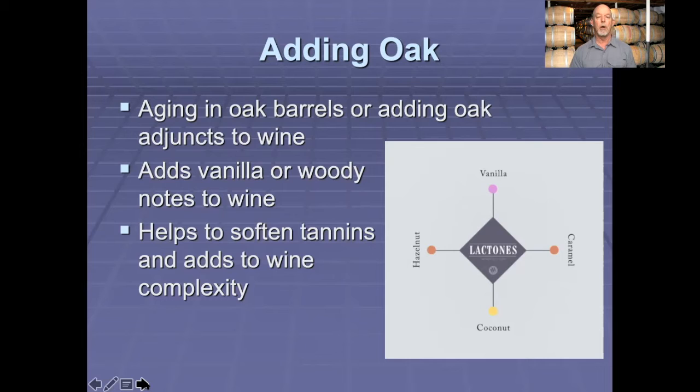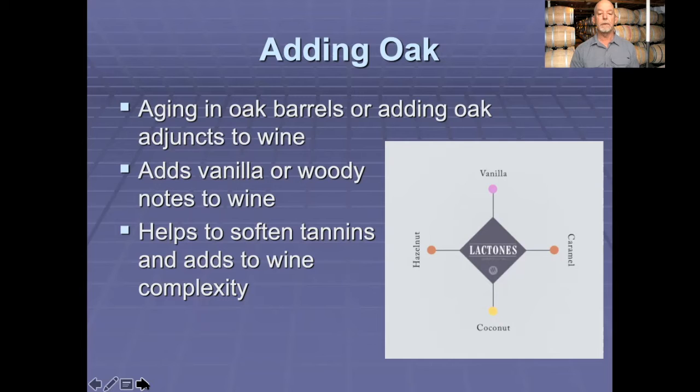Oak is one of the most common adjustments made to wine. One commonly oaks wines in barrels by storing the wine in the oak barrel for a few months or years to add more oak flavors to the wine and modify the tannins in that wine. Or you can add oak adjuncts, which I'll go into a little bit more in a minute. Oak has certain flavors that can be added to the wine, such as vanilla, caramel, hazelnut, and that adds small amounts of those flavors to the wine.